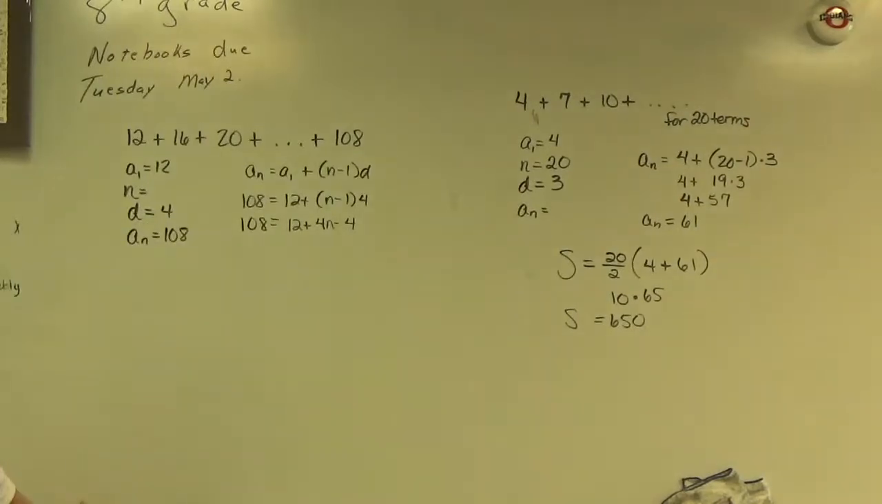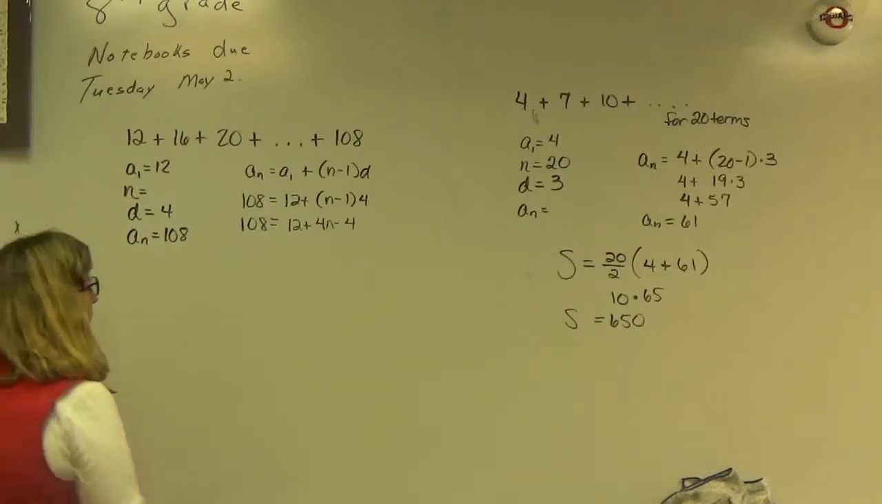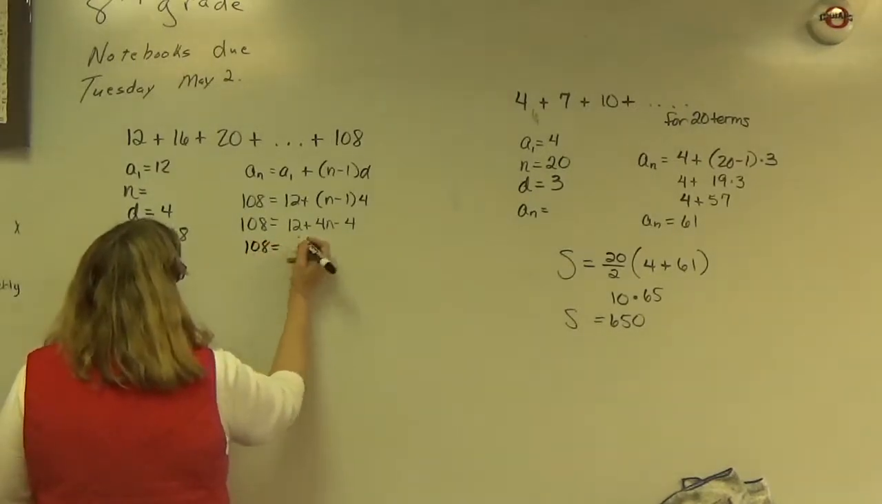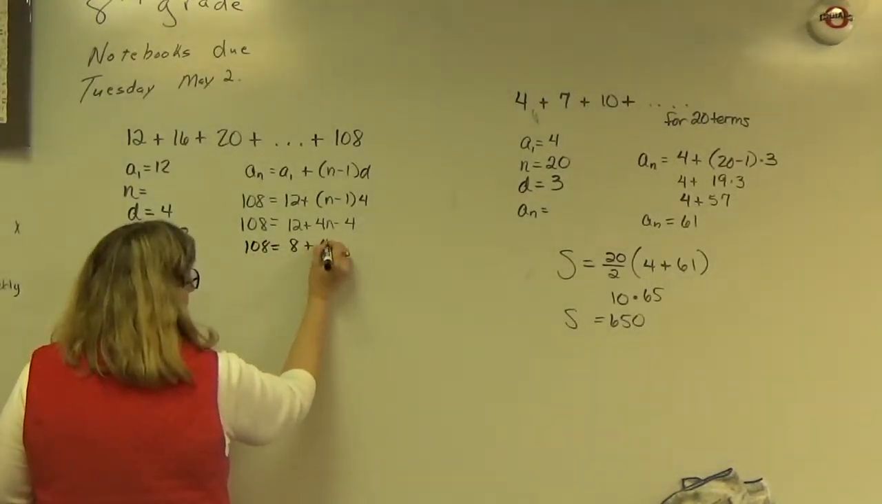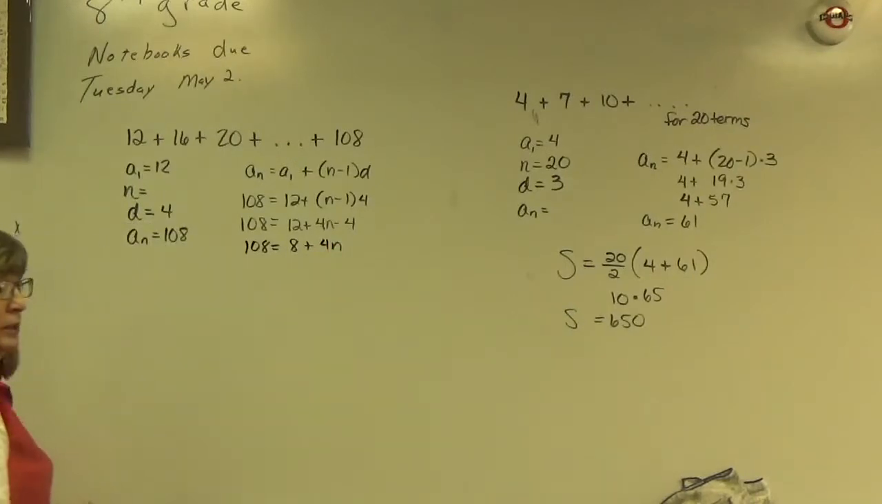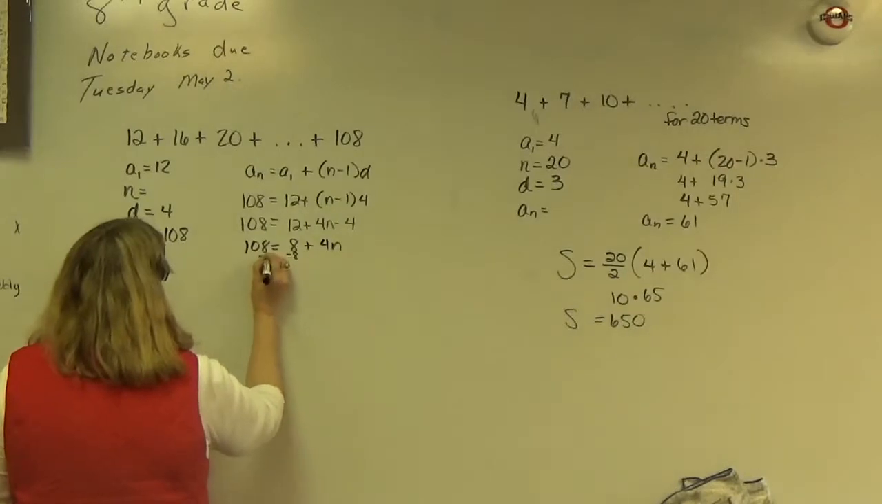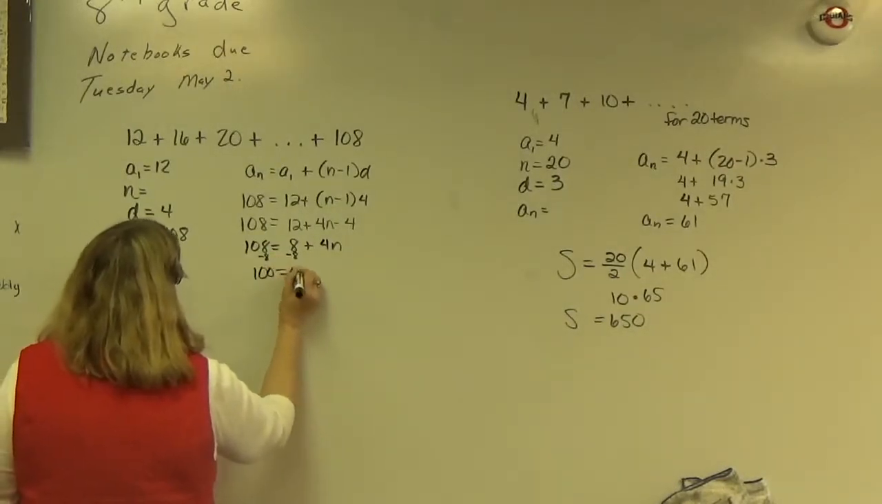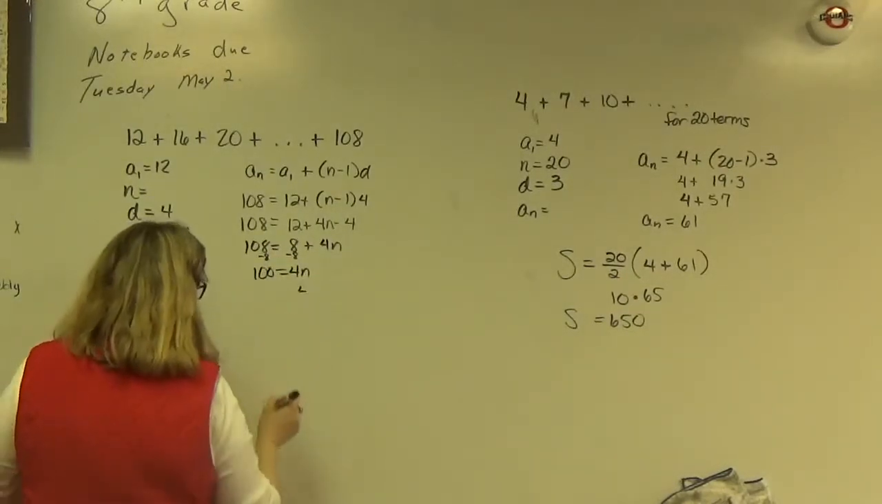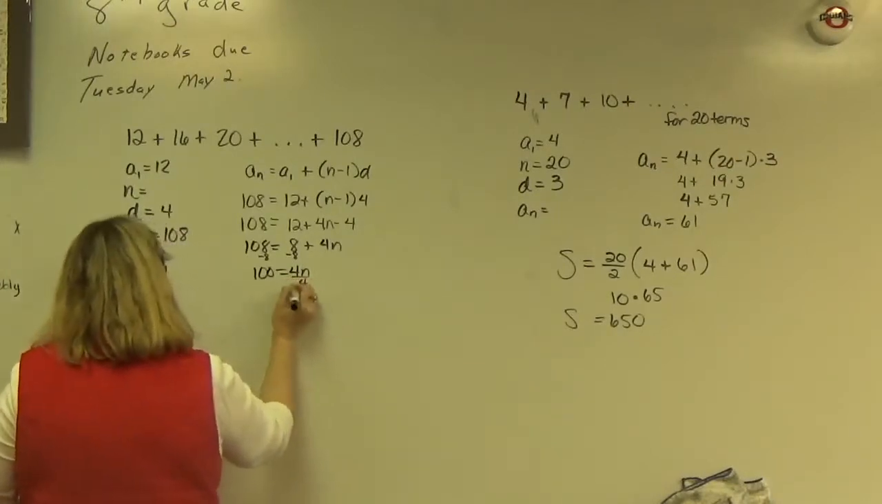And then what could we do, Marilyn? Combine my terms, so 108 equals 8 plus 4n. And then Riley? Subtract the 8. Now 100 equals 4n. So n is going to equal 25.